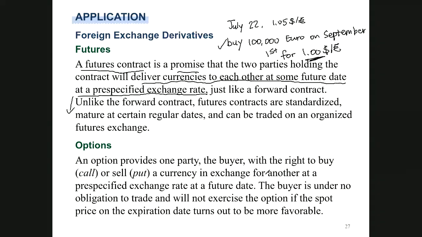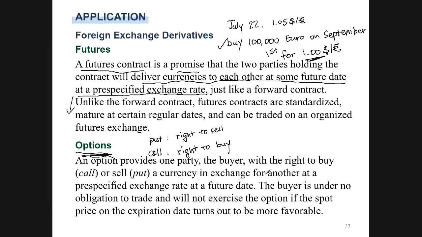The last one is called an option. Option is buying the right to buy or buying the right to sell in the future. So they have two specific terms, called put and call. Basically, put means the right to sell. Call means the right to buy.